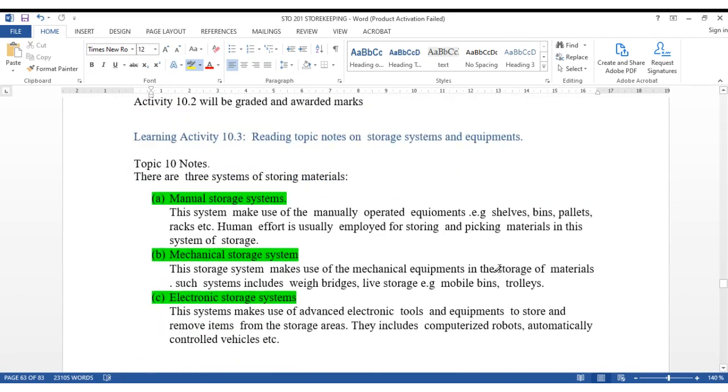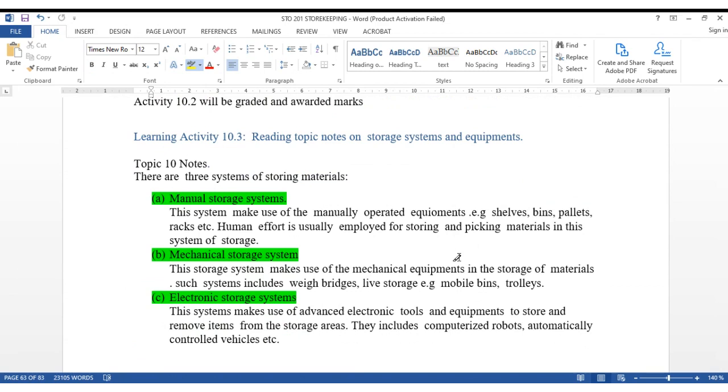The second system is a mechanical system. Mechanical systems make use of mechanical equipment in storage of materials, and these include weigh bridges, live storage, mobile bins or trolleys, forklifts, cranes, among others. They normally use mechanical equipment or power equipment to help in supporting the work of storage.